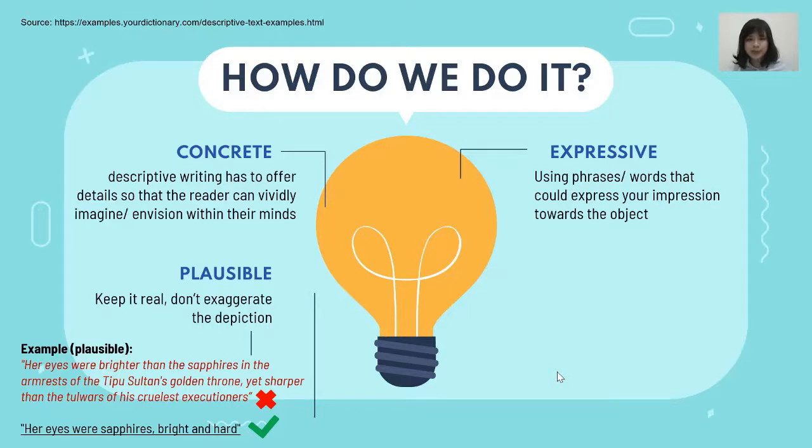2. Be expressive. In this case, you may use the different components you have learned to clearly express your impression or opinion about the object. For example, rather than saying her eyes are blue, you can write it down as her eyes are as blue as the ocean. Last advice is to be plausible or believable. Just because you have to make it clear and well detailed, that doesn't mean you have to exaggerate or oversimplify the fine points. So just keep it real.